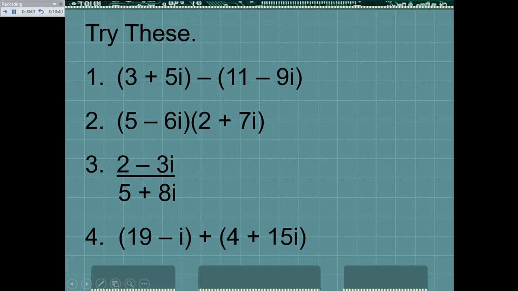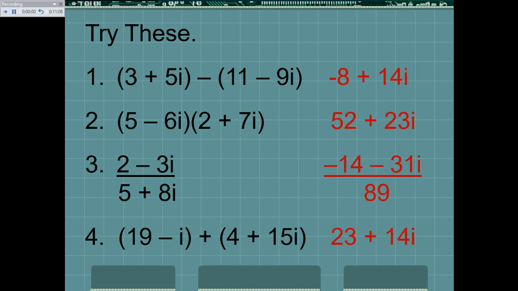Try these. For this complex number, subtract this one. There is a negative sign. You have to subtract the second complex number from the first. Multiply the complex number with 2 plus 7 iota, then the division. The last one is the addition. Try this. I hope you will learn. Okay, these are the answers. Try.